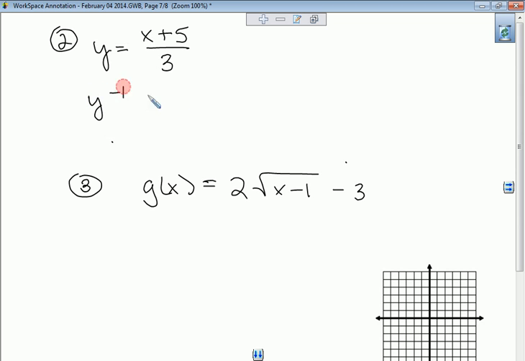So, did you get the inverse is? You switched x and y and you solved and you got what? 3x minus 5. Okay, any questions about that? All right, so let's take a look at a slightly more complicated one.